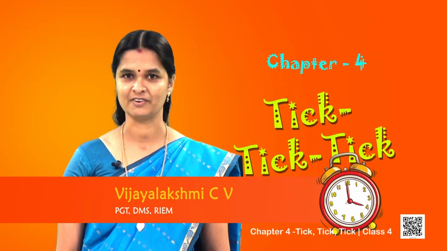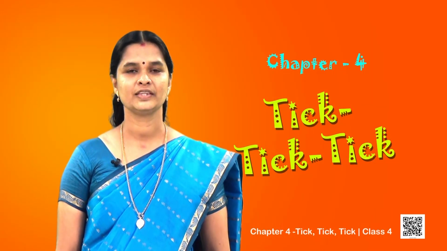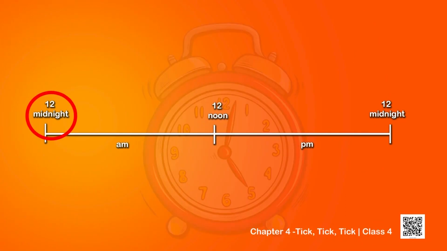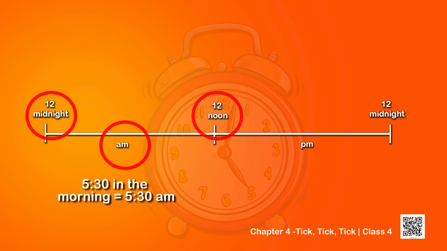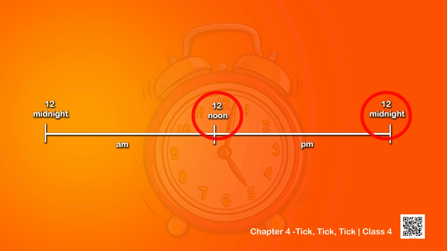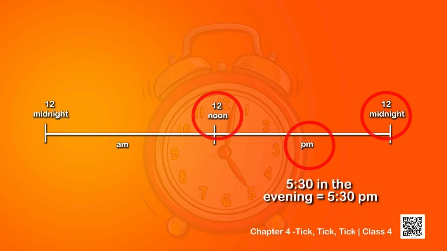So, to avoid this confusion, when we write the time in 12-hour clock, the time from 12 midnight to 12 noon will be denoted by AM. So, 5:30 in the morning will be written as 5:30 AM. Got it? Then 12 noon to 12 midnight, that is the afternoon hours, will be denoted by PM. So, 5:30 in the evening can be written as 5:30 PM. Got it?